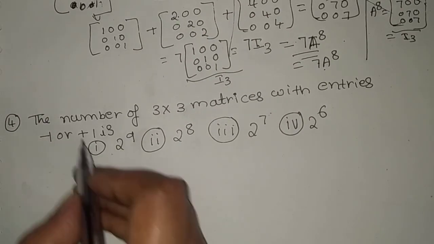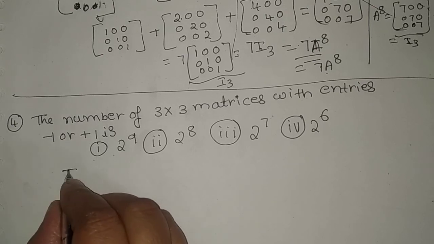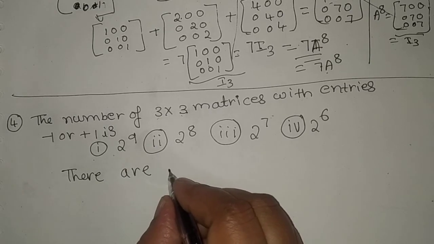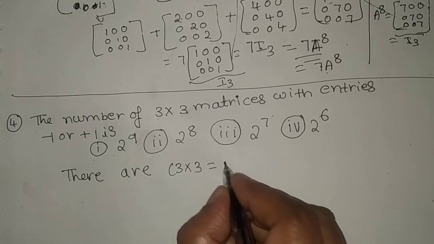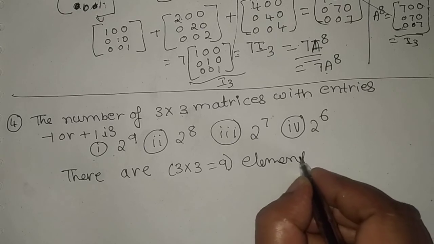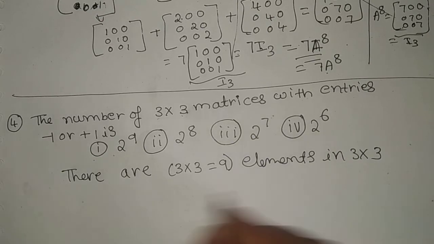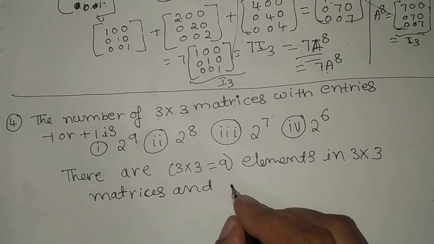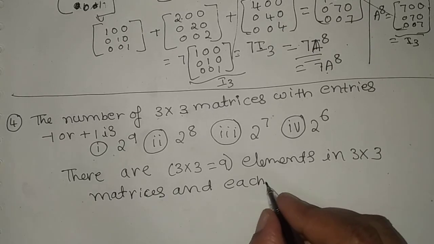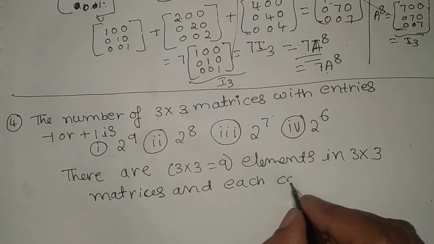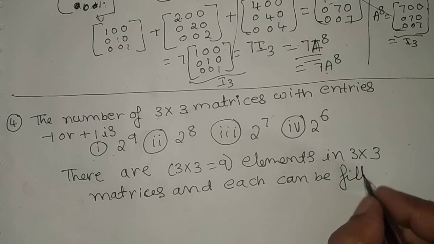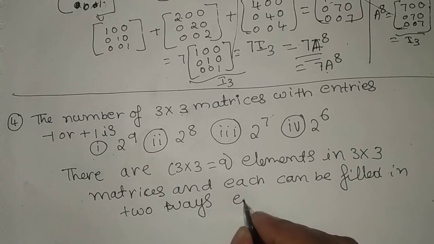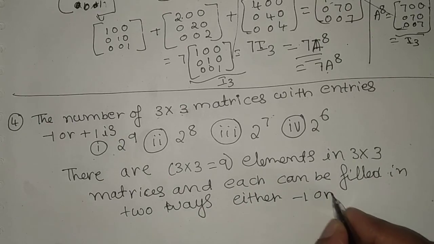So here, for the answer, see, 3 cross 3 means how much? There will be 9 elements. 3 cross 3 is equal to 9 elements in 3 cross 3 matrices. And what they have given in the question is that each element can be filled in two ways, that is either minus 1 or plus 1.